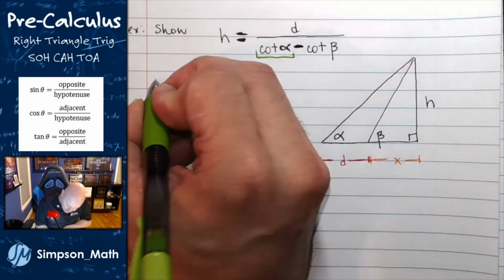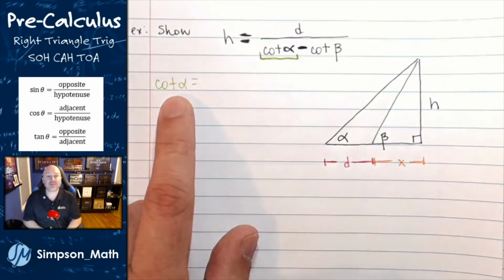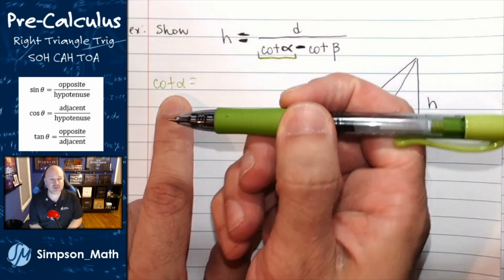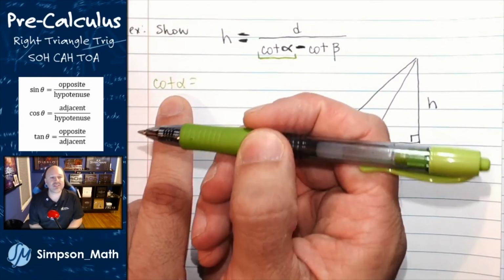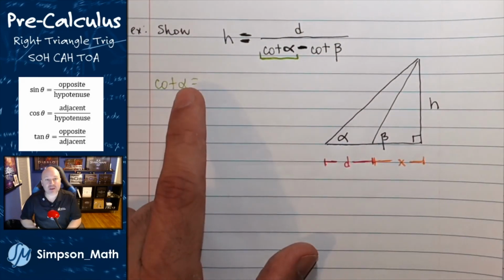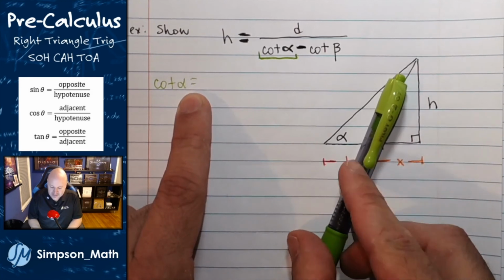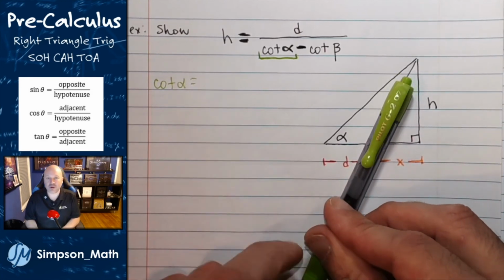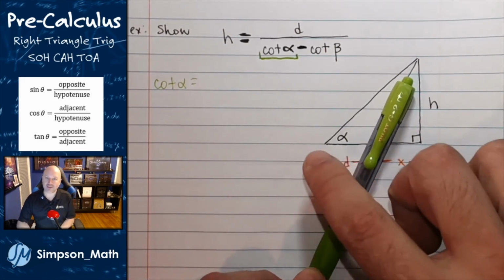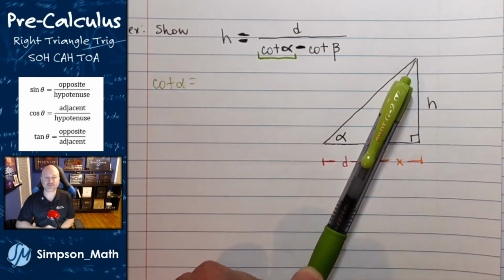Cotangent alpha. Well, cotangent is the reciprocal of tangent, and we have the SOHCAHTOA definition sitting right here. Tangent is opposite over adjacent. So as soon as you mention alpha, we're talking about this triangle here, ignoring the B part. I've got this big triangle with an alpha, a right triangle.